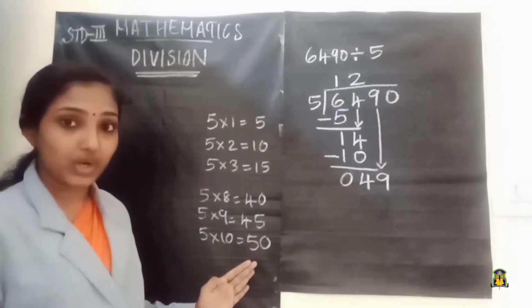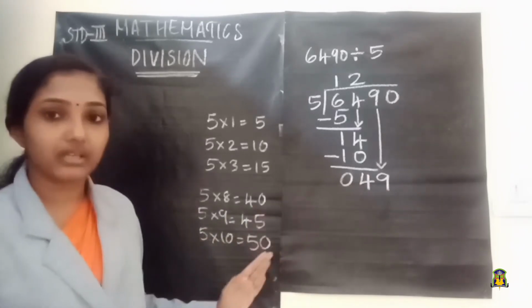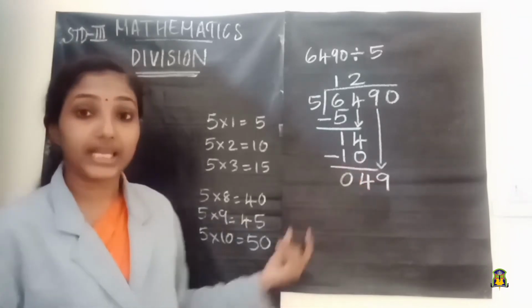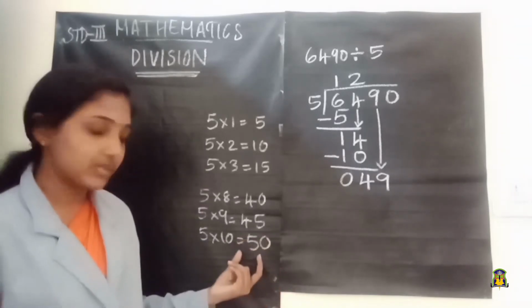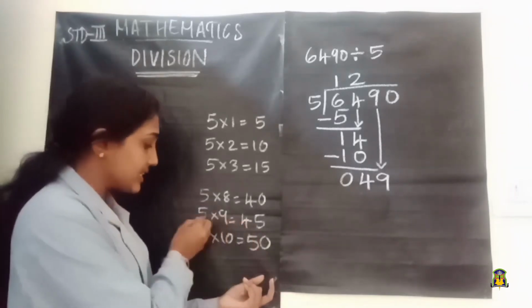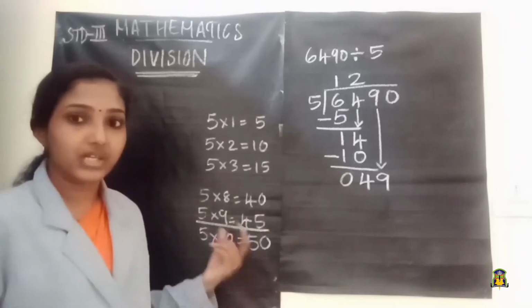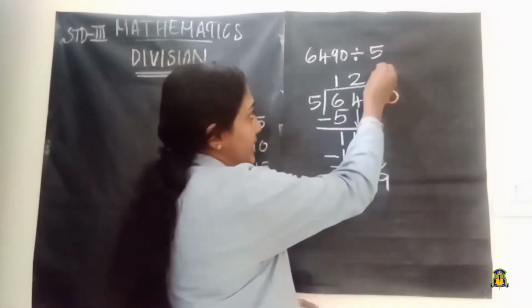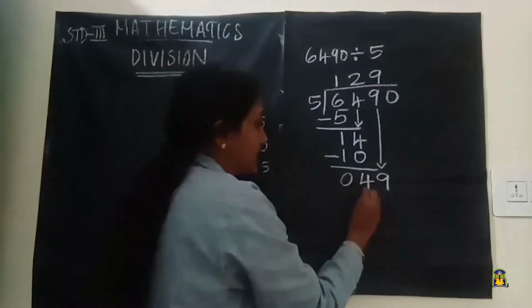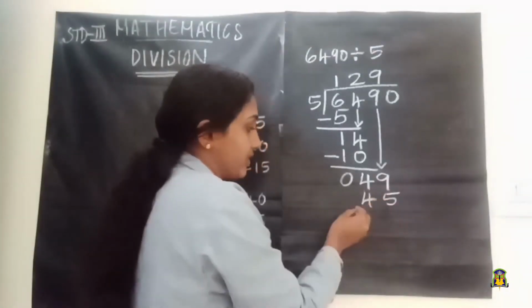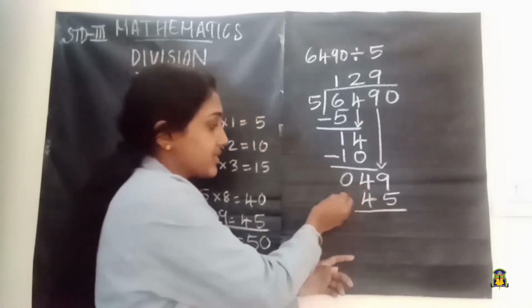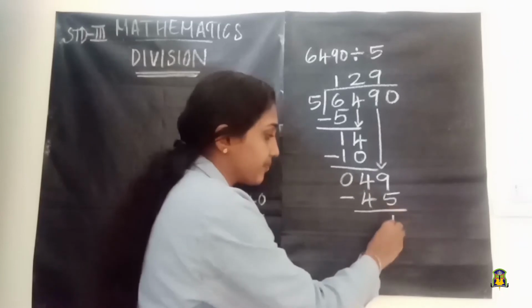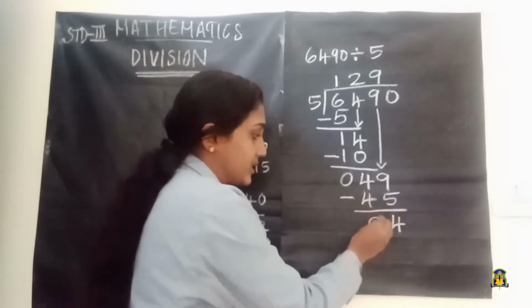So can we find 49 in the table of 5? No, 49 is not there. So in such a situation, which number do we want to take? It should be less than 49 and nearest to 49, right? So which number will we take? We will take 45, right? So 5 into 9 is equal to 45. So we are writing 9 here. 5 into 9 is equal to 45. So now we are subtracting this. 9 minus 5 is 4. 4 minus 4, it is 0.